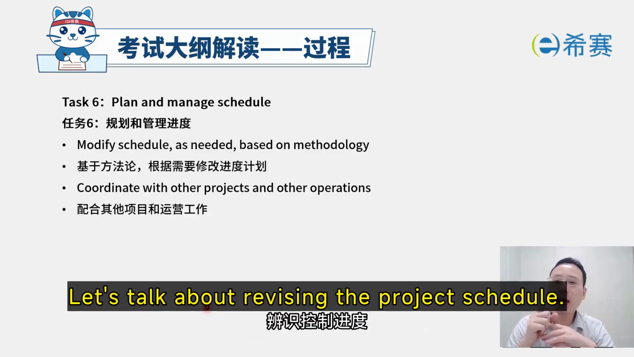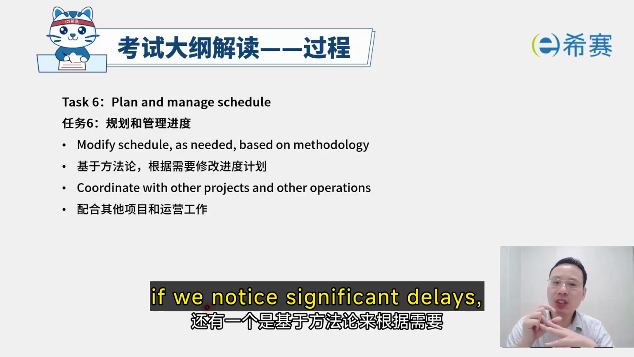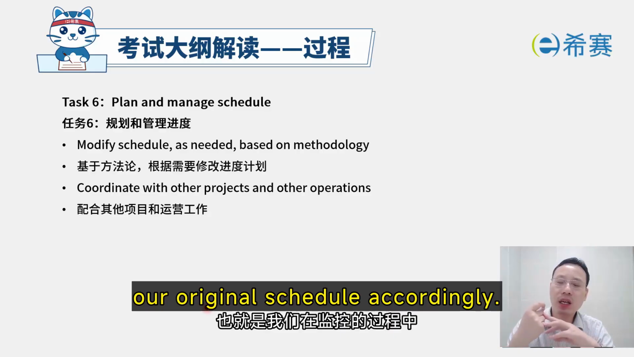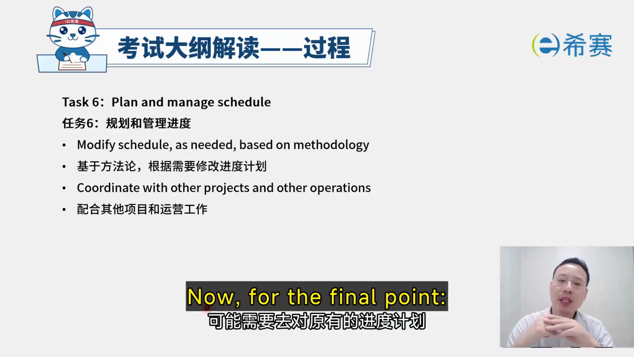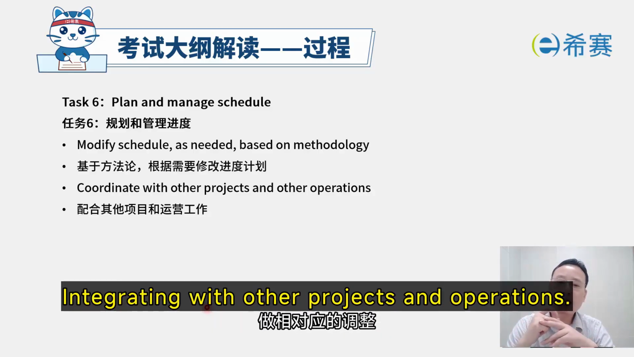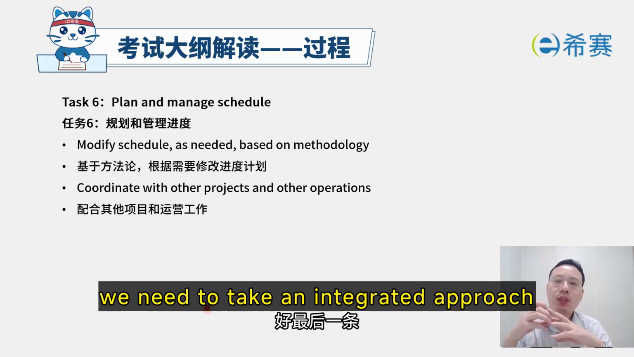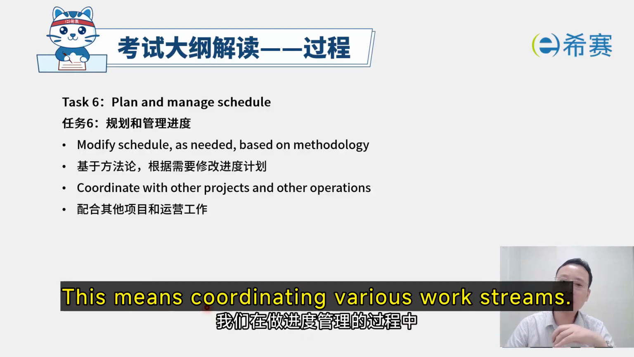Let's talk about revising the project schedule. During our monitoring phase, if we notice significant delays, we might need to adjust our original schedule accordingly. This is also part of schedule control. Now, for the final point, integrating with other projects and operations. While managing the schedule, we need to take an integrated approach to achieve common objectives. This means coordinating various work streams.